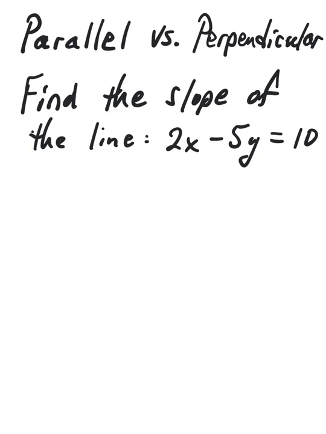If you can isolate the y variable in your equation, then your x term will contain the slope, and your constant will be the y-intercept. When we're comparing and contrasting parallel and perpendicular lines, we're going to focus on the slope and the y-intercept, specifically the slope, but the y-intercept does have a role in it. First, let's go ahead and isolate y in this equation.